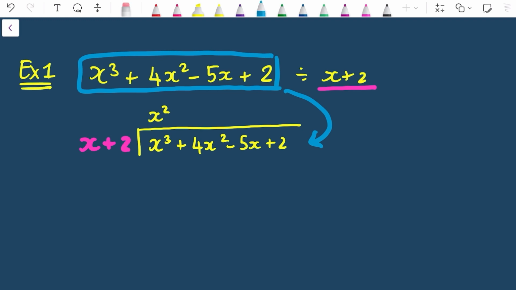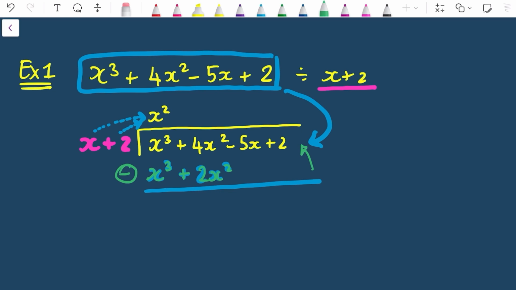So now I'm going to say, okay, let's do this multiplication. X times x squared gives me x cubed. And I do the same for positive 2. Positive 2 times x squared is positive 2x squared. I draw a line, and this is the key bit. I'm always going to subtract. I'm going to subtract x cubed plus 2x squared from this cubic expression at the top.